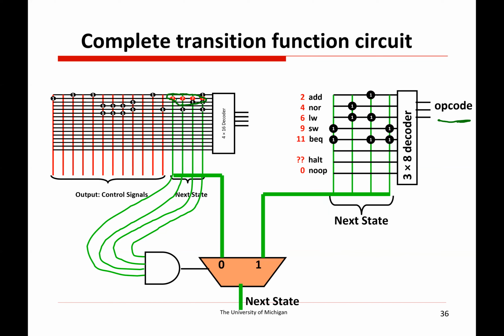So the first state for the add instruction is 2, so I'll do the binary encoding there. The first stage of the NOR operation is 4, so we'll do that. Load word is 6, encode that. Store word is 9, encode that.